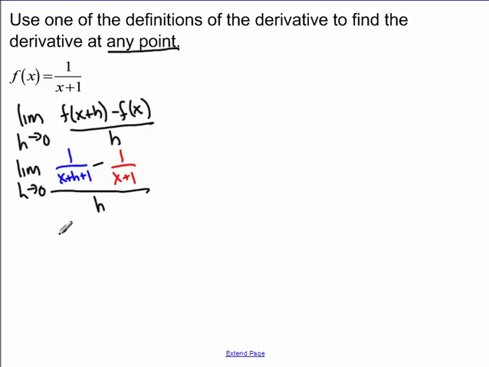Now, you need to simplify that, because if you plug in 0 on the top and bottom, you're going to get 0 over 0. So you need a common denominator on the top. So I need to multiply this top fraction by x plus 1 over x plus 1. So I have x plus 1 over x plus 1 times x plus h plus 1. I need to multiply this by the denominator there.